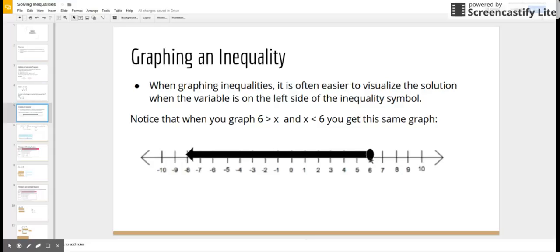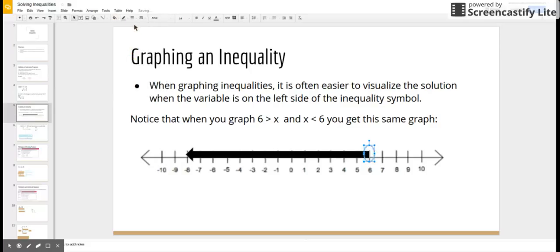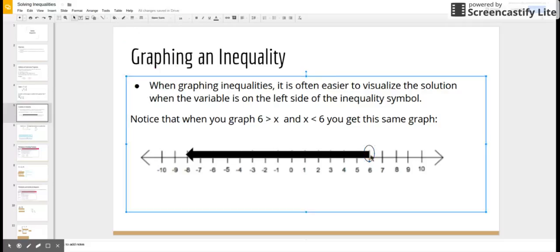Actually, this should not even be a closed circle. That should be an open circle. So that is what I'm going to fix right now. Let's make this transparent. All right, perfect. So you have an open circle on the 6, and it's less than 6.